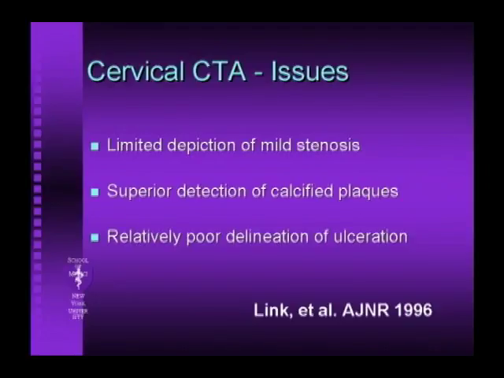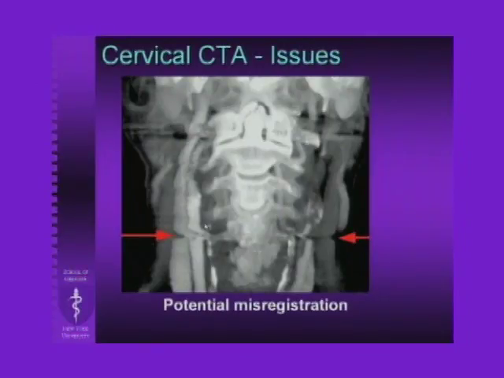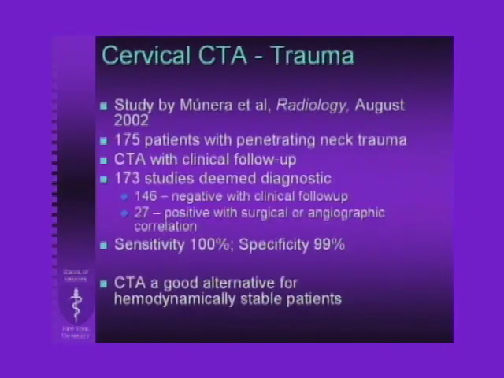And then you have these issues as well. One of the easy artifacts to pick up is just a misregistration artifact from swallowing, because you get this line that goes straight across the whole image data set, because that's where the patient moved or swallowed. With the faster scanners, as they get faster and faster, this becomes less of an issue.